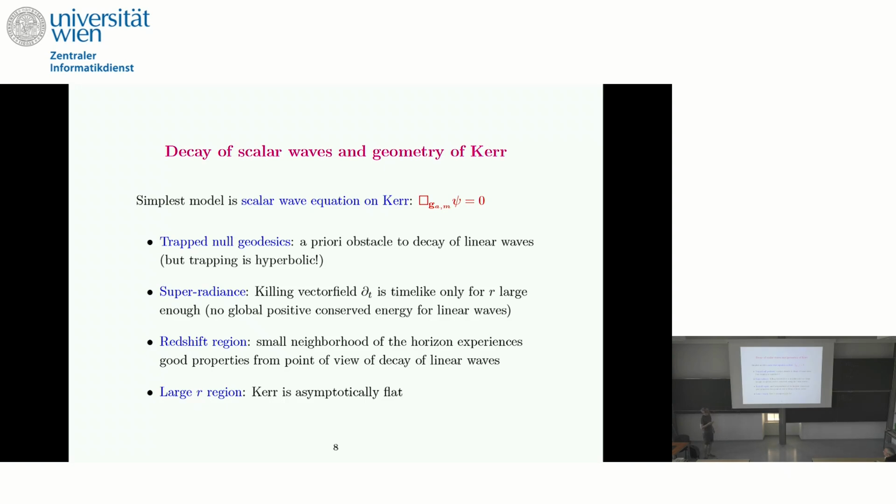The good news are the two next points. The redshift region, so this is a tiny neighborhood around the horizon, along which at least things behave well as far as decay is concerned. So this captures a physical phenomenon called the redshift effect. And also the large r region in your spacetime, because you are asymptotically flat, it's like Minkowski, so at least you're in familiar territory. Okay, so this was for the geometry.